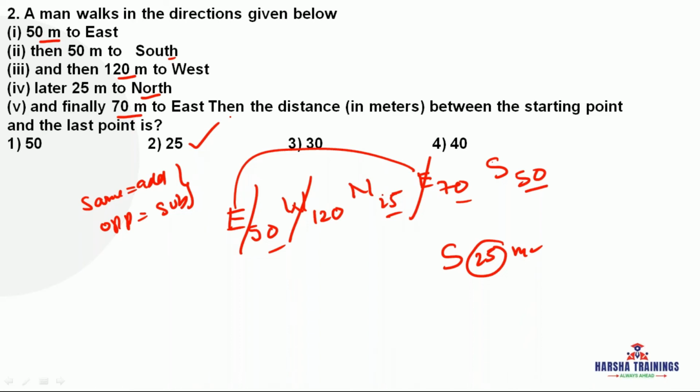So any doubts regarding this question? Only 2 seconds. Is it clear, guys, all of you? So any doubts regarding this question? Okay. And next one.